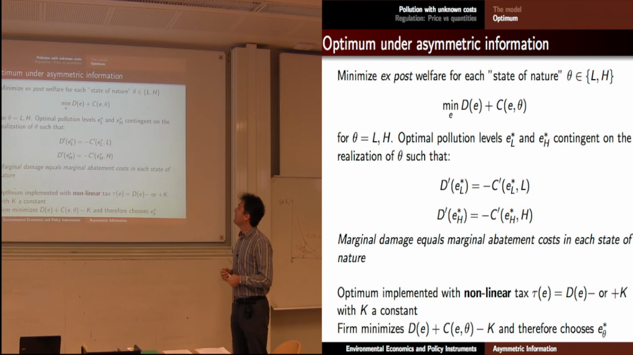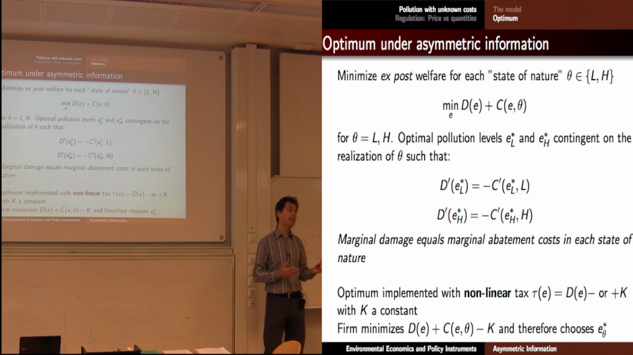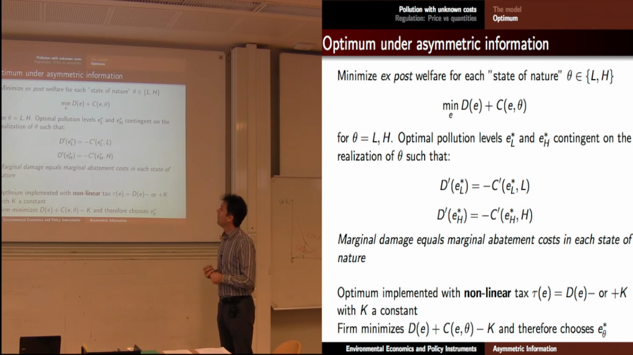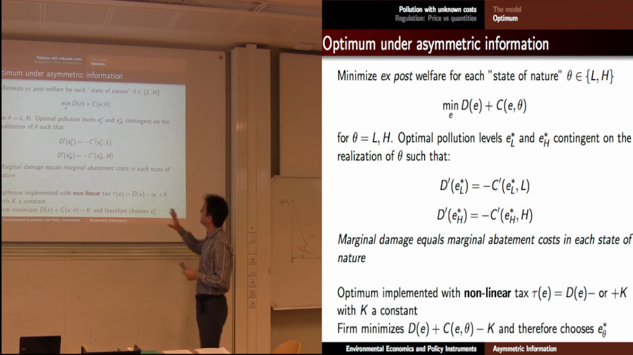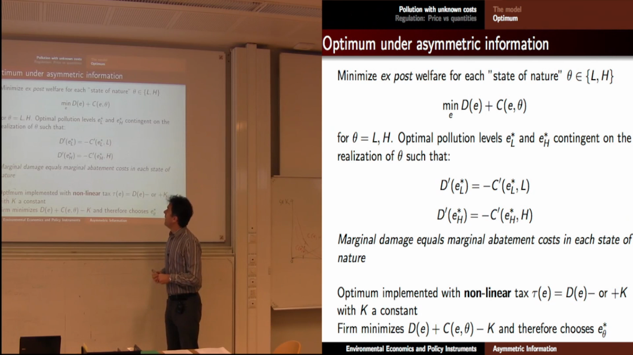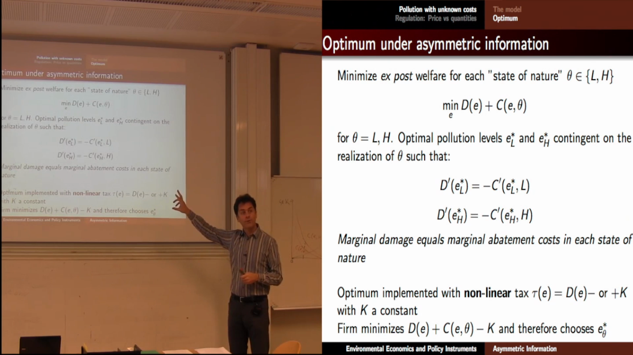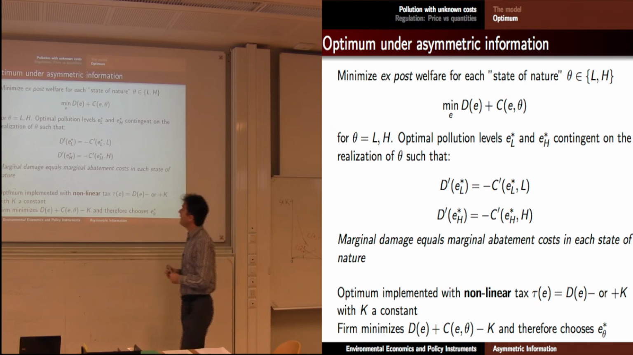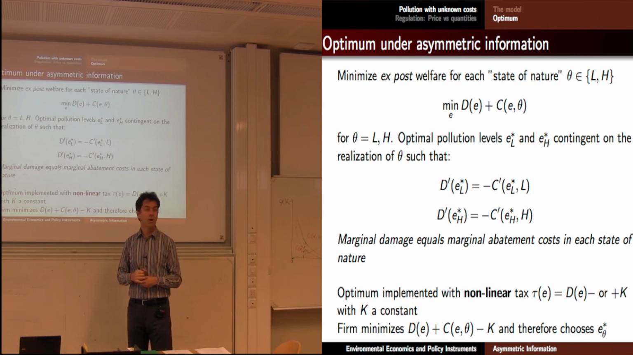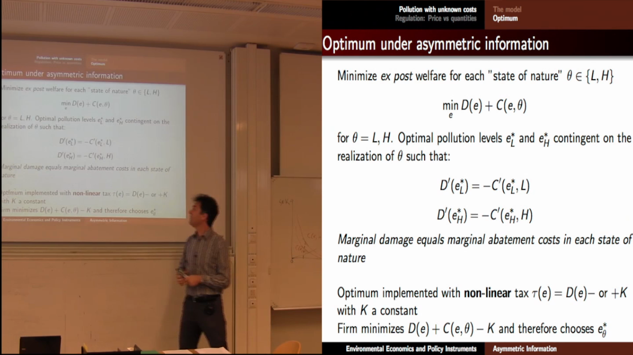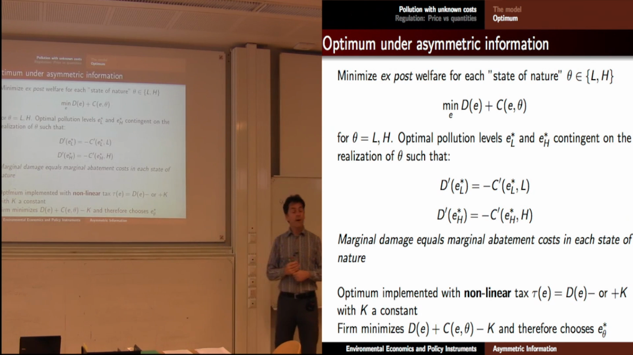If you solve this problem, given the assumptions we use for abatement cost and damage, convexity, and so on, we get the solution. The solution is described by these two first order conditions. That is, take the first derivative and equalize to 0, and you get those conditions which tell you that the marginal damage should be equal to the marginal abatement cost.